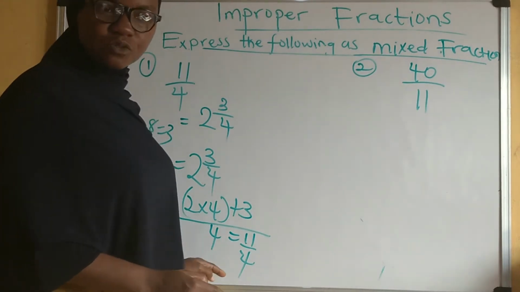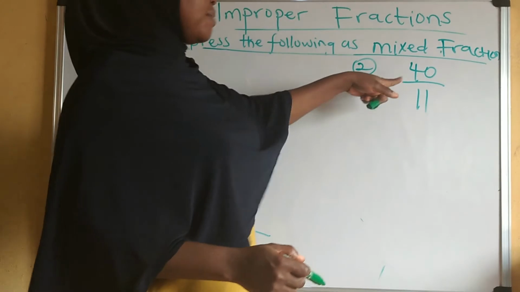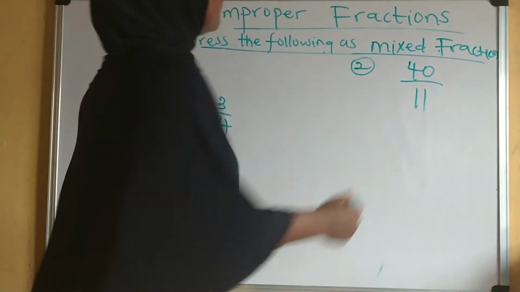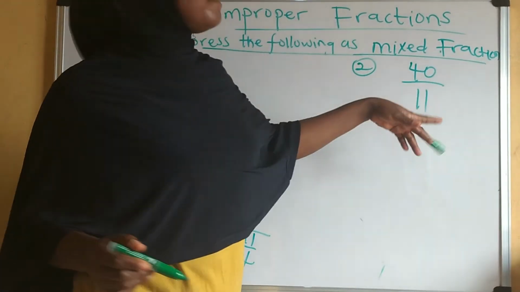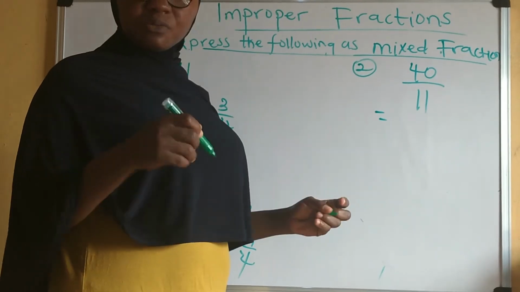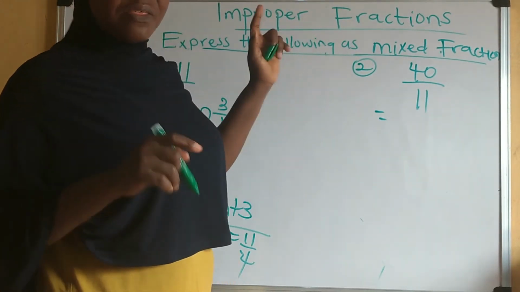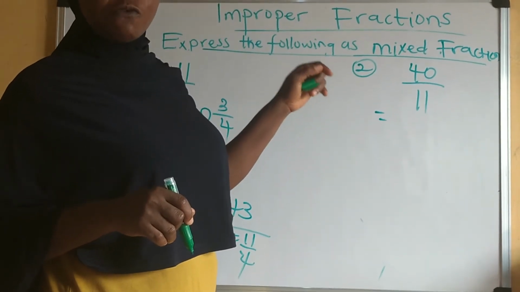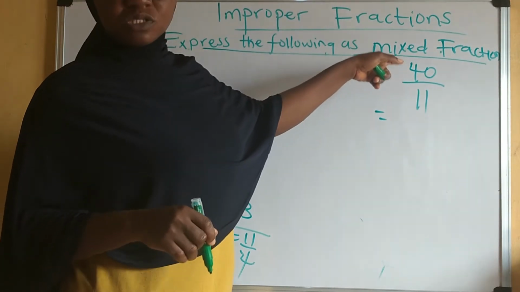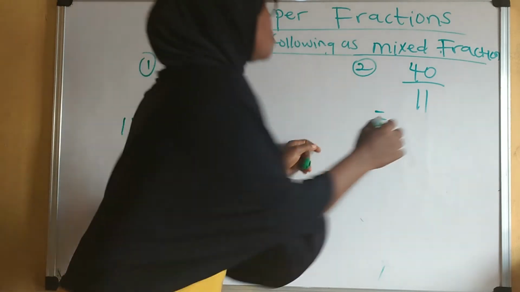Now let's move to the next example. This next example, I have 40 divided by 11. So I'll use the same method. I'll ask myself, how many times can I get 11 from 40? If I want to start from your table of 11, 11 times 1 is 11, 11 times 2 is 22, 11 times 3 is 33, 11 times 4 is 44. So you can see that 11 times 4 is 44, meaning that 44 is beyond 40. So you can't take it to 4, you take it to 3. 11 times 3 is 33.